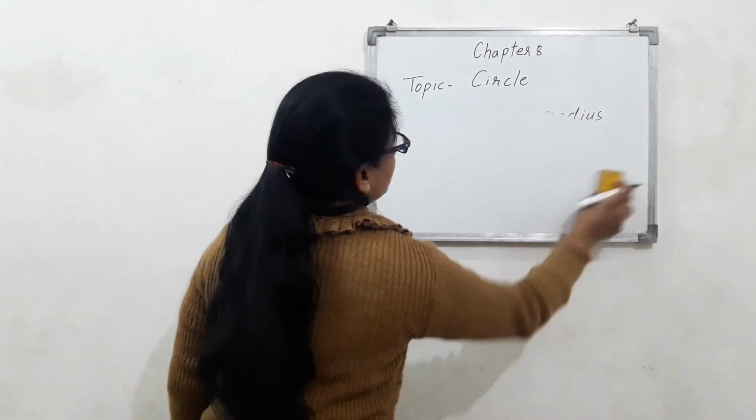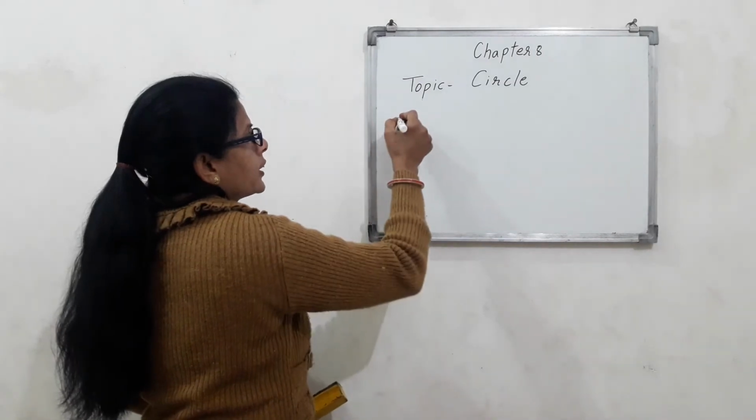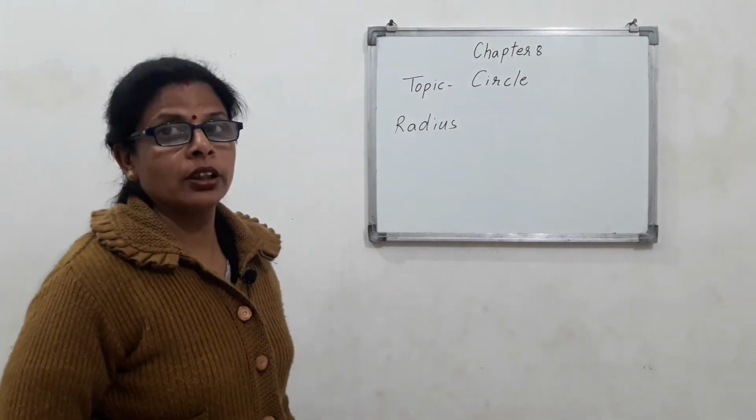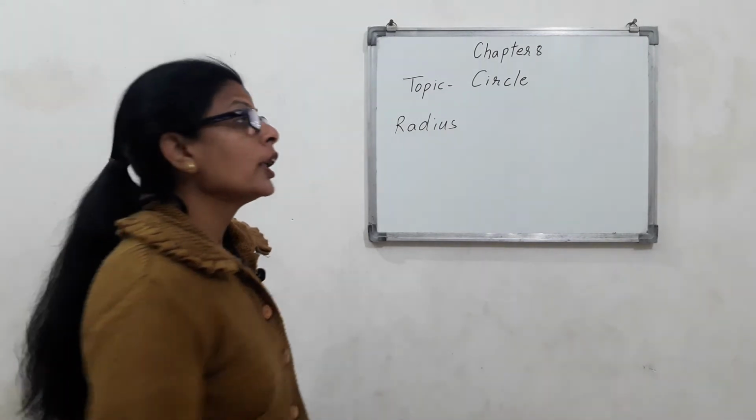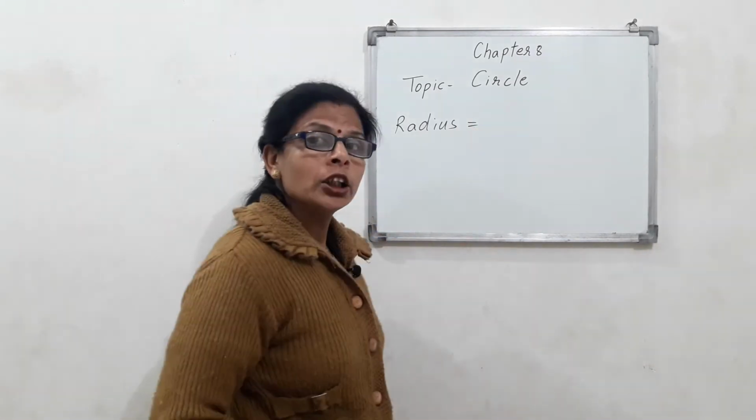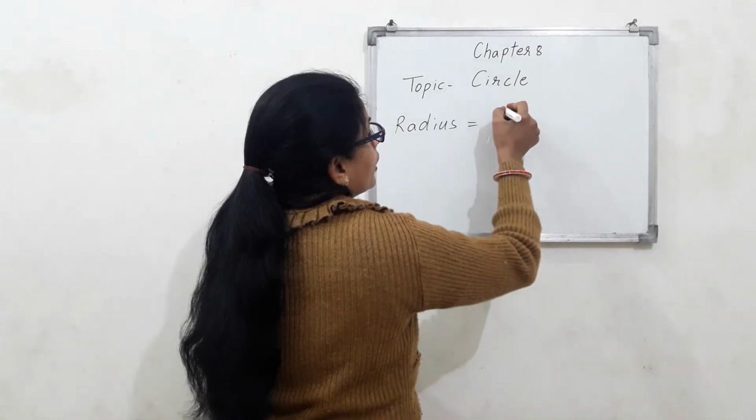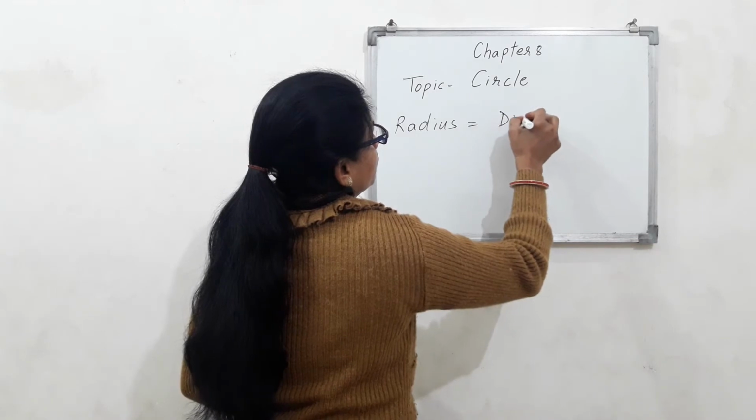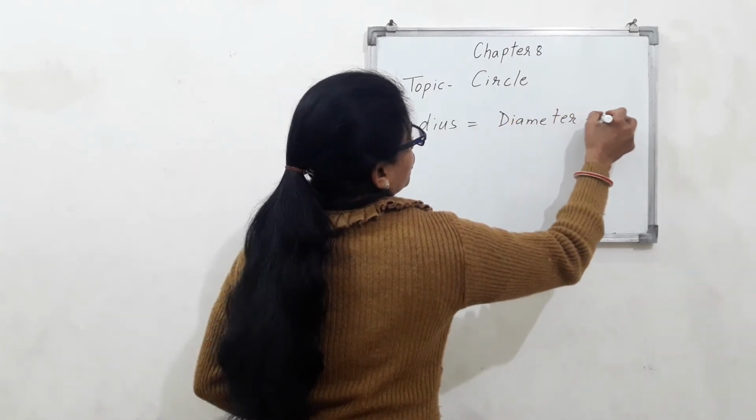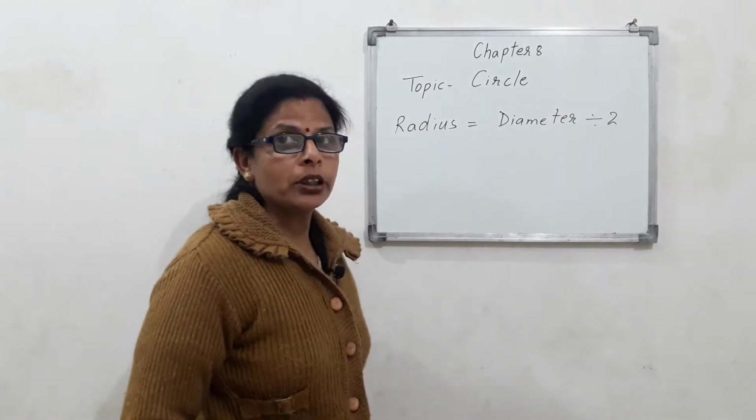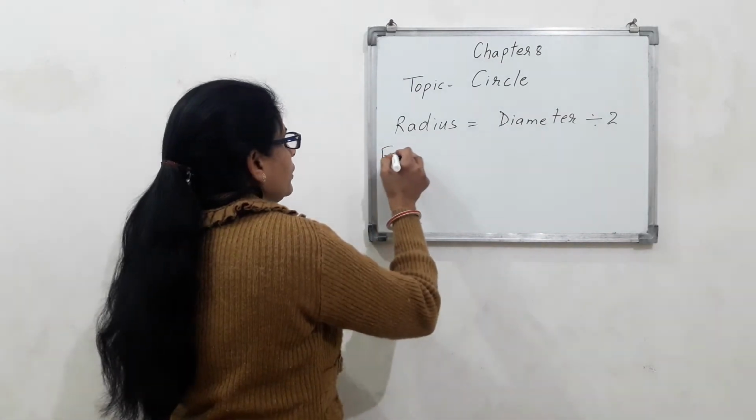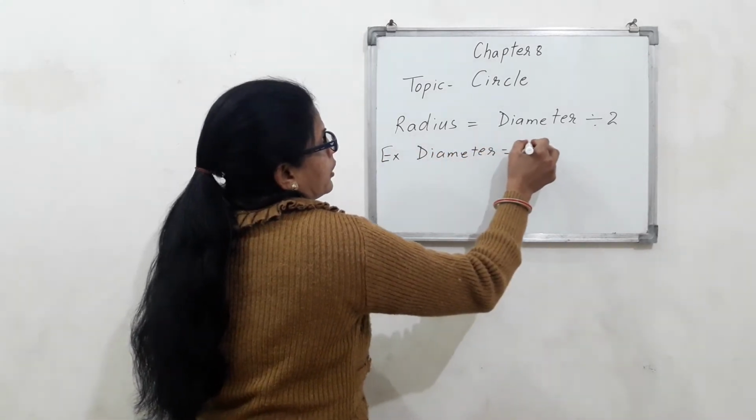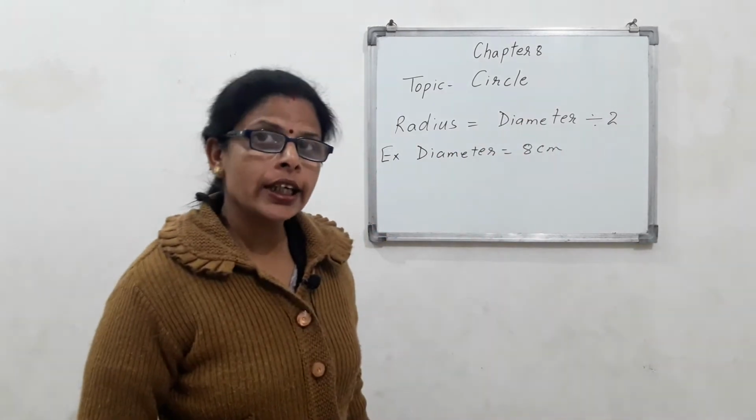Now, if we have to find the radius and the diameter is given, then what do we have to do? We have to divide the diameter by 2. The formula is diameter divided by 2. Suppose, for example, the diameter of a circle is 8 centimeter.